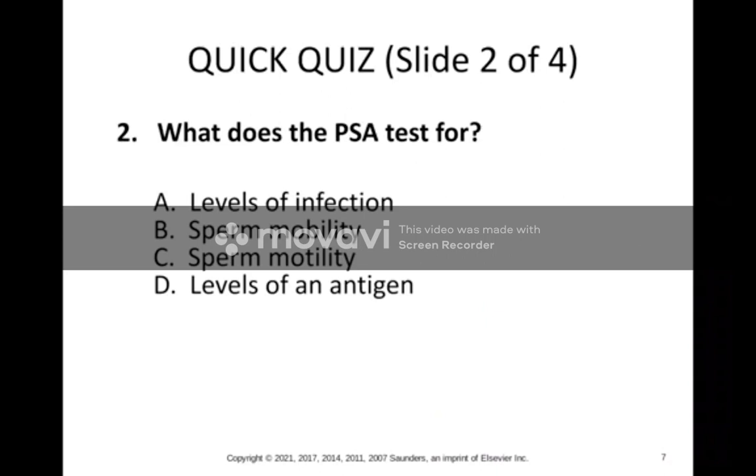So what does the PSA stand for, or what does it test for? Levels of infection, sperm mobility, sperm motility, or levels of an antigen. So the correct answer is D, levels of an antigen. The PSA is the prostate-specific antigen. High levels of this antigen indicate that the prostate gland is enlarged, which can often be a sign of cancer.